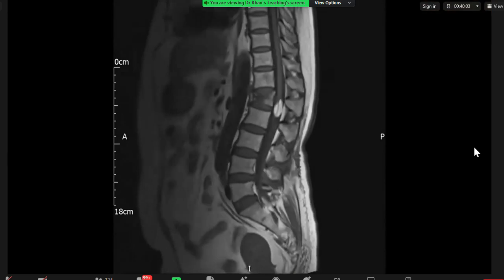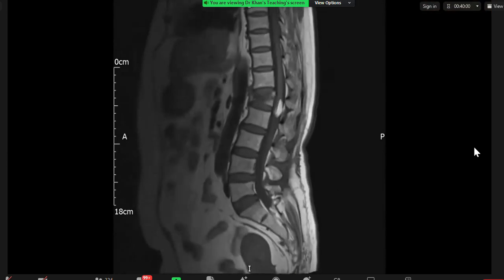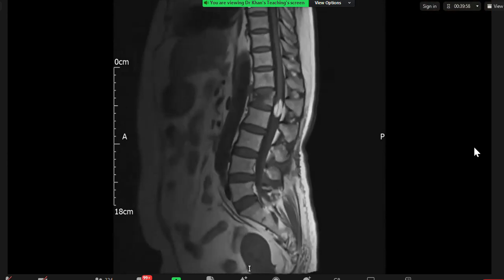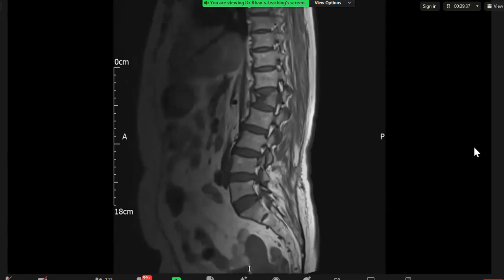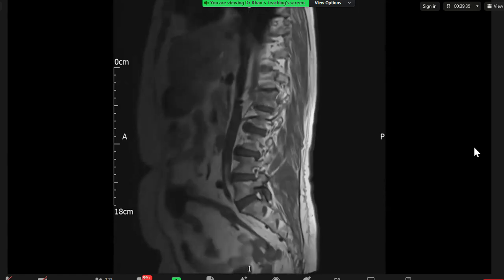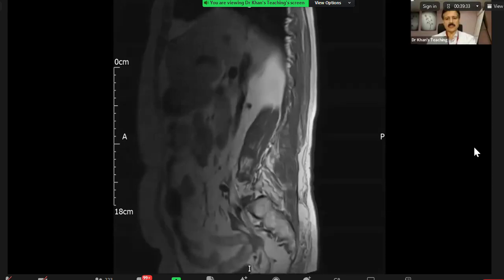So this is a T1 weighted image. In the T1 weighted image, there's low signal within the abnormal vertebral body, and there's also high signal within the cord. There's also a thin vertical low signal line within this high signal intramedullary structure. Please, next series.